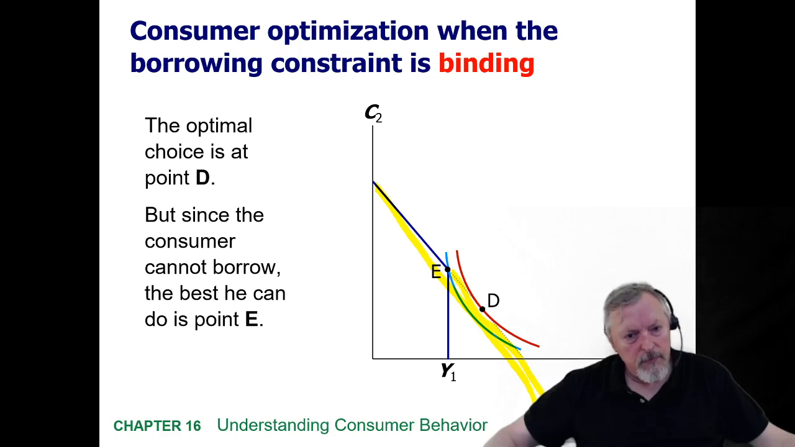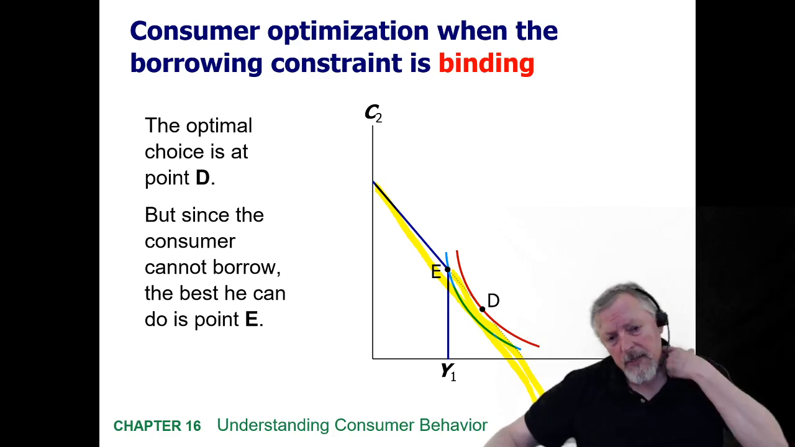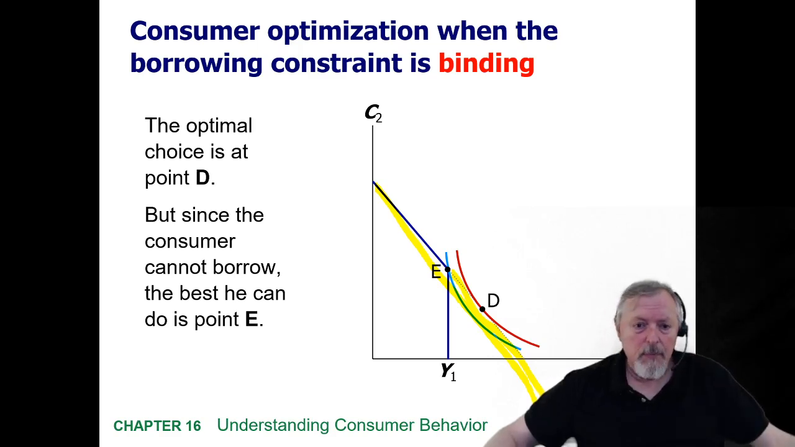If this person did not have a liquidity constraint, point D is the point where these two are tangent. But since this person can't borrow, the best they can do is here at point E on the lower blue indifference curve.